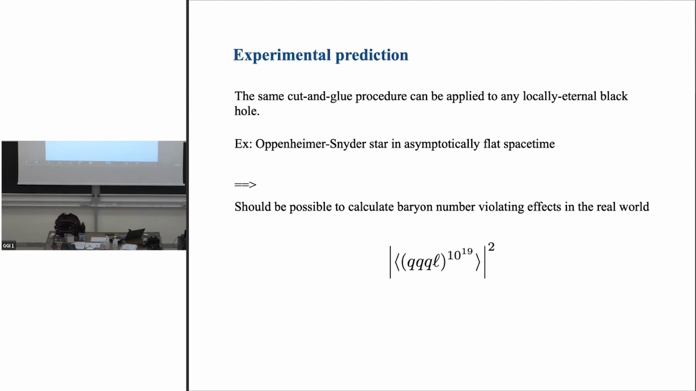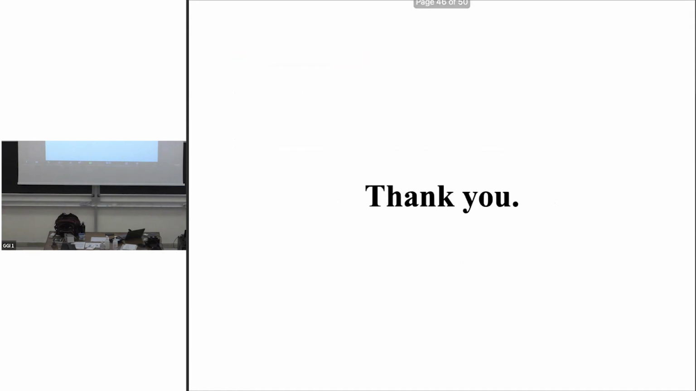Using solutions like that, those sorts of solutions now allow you to do some of the things that have been done in JT gravity in realistic scenarios. Maybe you can even calculate some baryon number violating effects by interpreting those geometries as like the 10 to the 19 point function of some operators that violate a symmetry. Okay, let me conclude. Thank you.